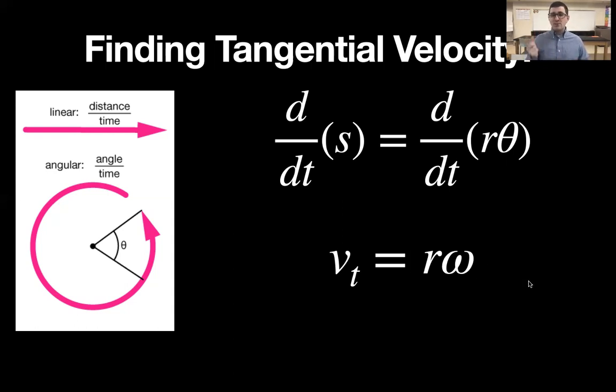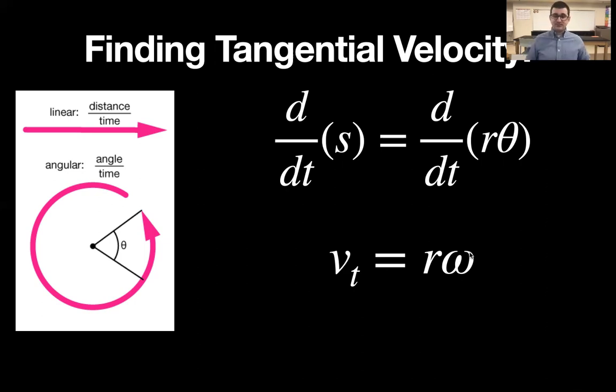So they're related by that radius, which, remember, makes sense, because if you have a very large radius, like the outside of this clock, you're going to have a higher tangential velocity than if you have a small radius like the inside of this clock. So larger radius is going to give you a larger tangential velocity for the same angular velocity.